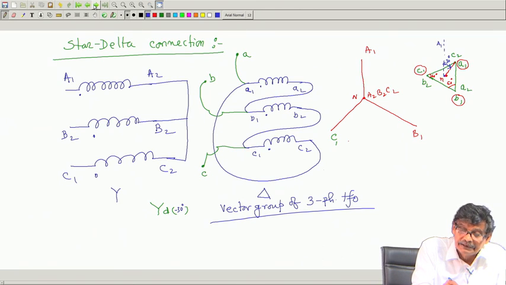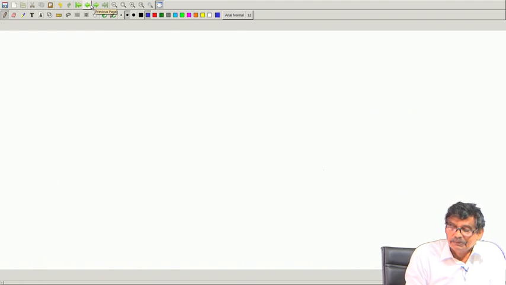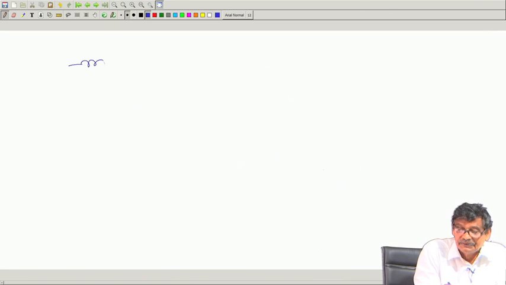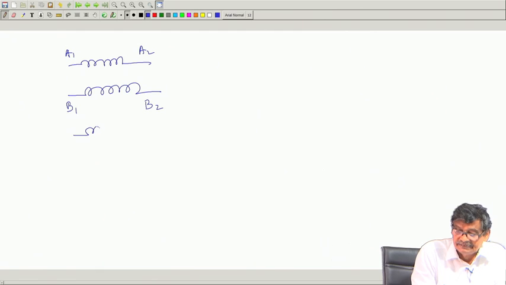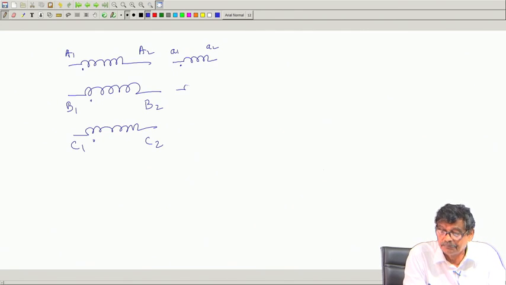And let us see another connection. For example, star delta, but for the delta this time I will go the other way round. For example, this is A1, A2, this is B1, B2 and this is C1, C2. These are dots, not this and this dot, we are talking about each secondary dot. These are 3 separate transformers, no question of mutual drop.